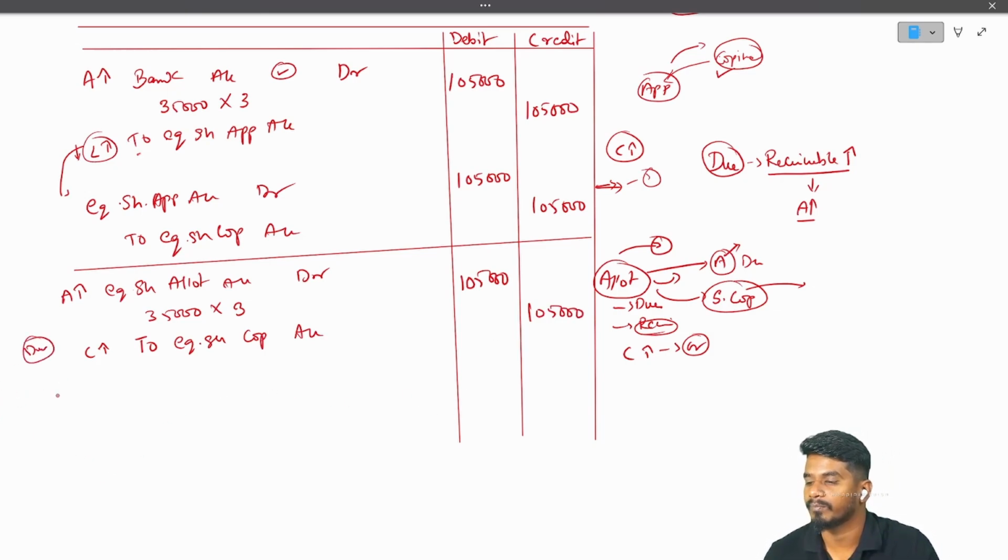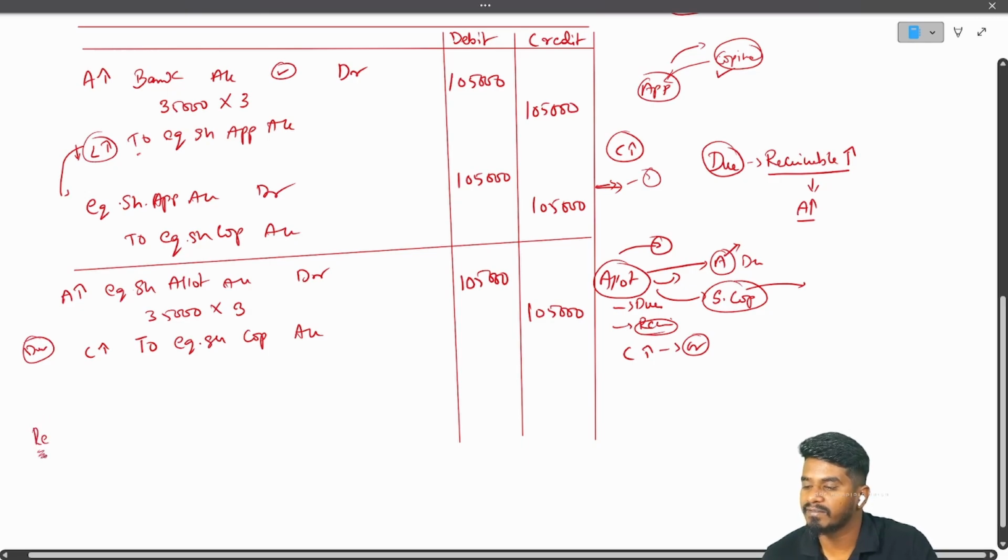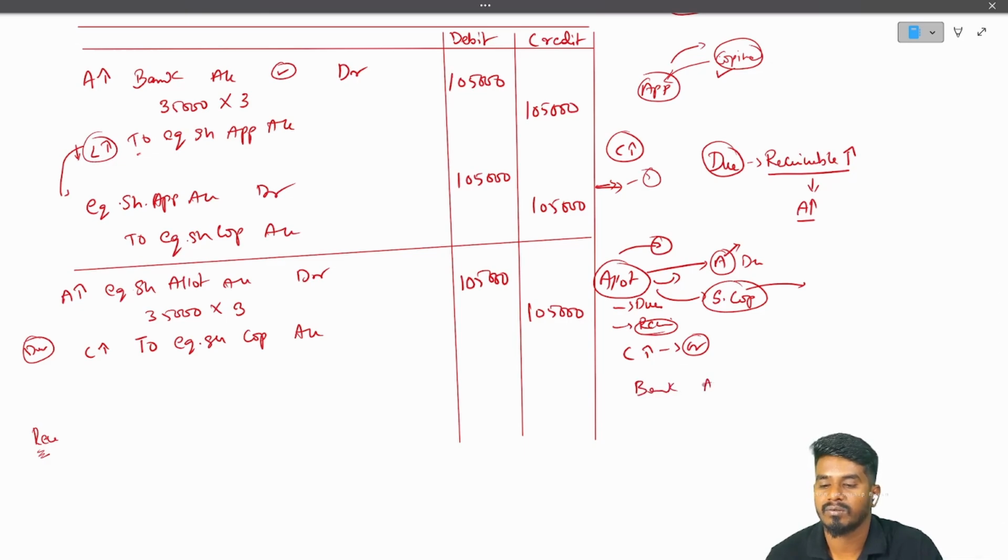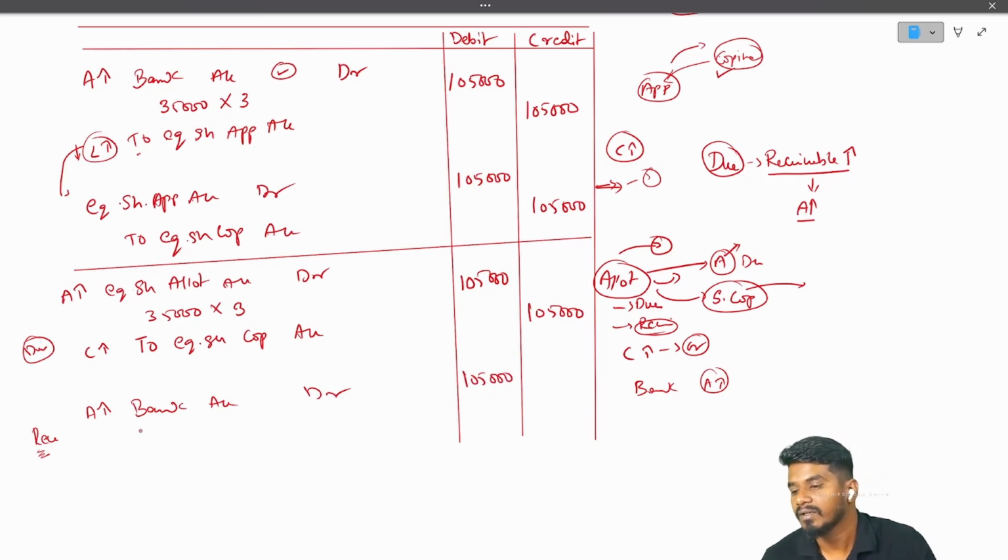Now we need to receive it. Where will we receive? In the bank account. Bank account will increase, asset increases. Correct. If asset increases, the bank account will get debited. How much will we receive? 1 lakh 5,000 we will receive. Right. Now, two, same as the above.